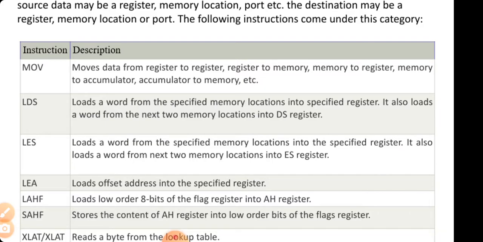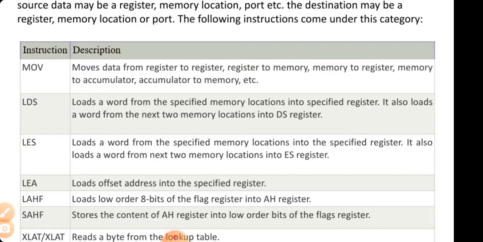It moves the data. The MOV instruction moves data from register to register, or register to memory, or memory to register, or memory to accumulator, or accumulator to memory, etc. Means here we can say that the data transfer process is performed from register to memory, or register to port, or register to register, or memory to register, memory to port, or port to register, memory to accumulator, accumulator to memory, etc. All these types of data movement can be done by the MOV instruction.